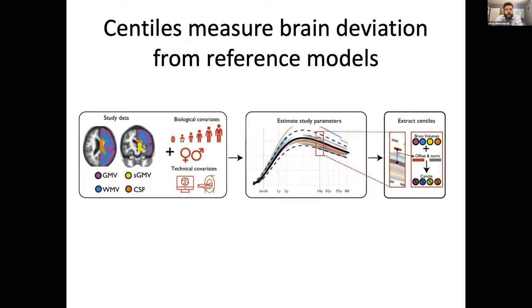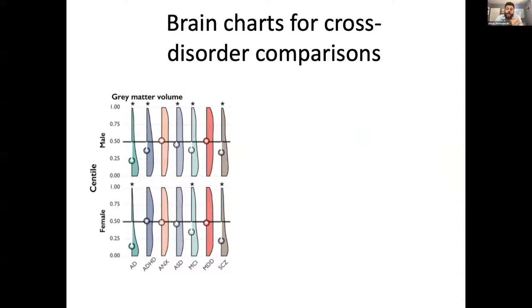One thing this framework does is allow for cross-disorder comparisons between disorders that occur in different developmental periods, which is important given evidence of shared risk factors across psychiatric illnesses, even those that don't necessarily occur during the same developmental period. Relative to individuals without diagnoses, we found highly significant differences in centiles across diagnostic groups.